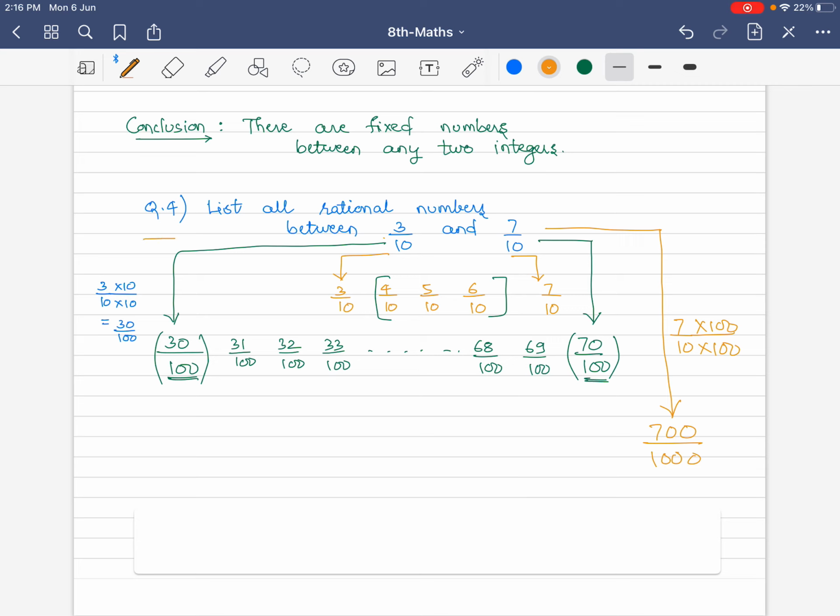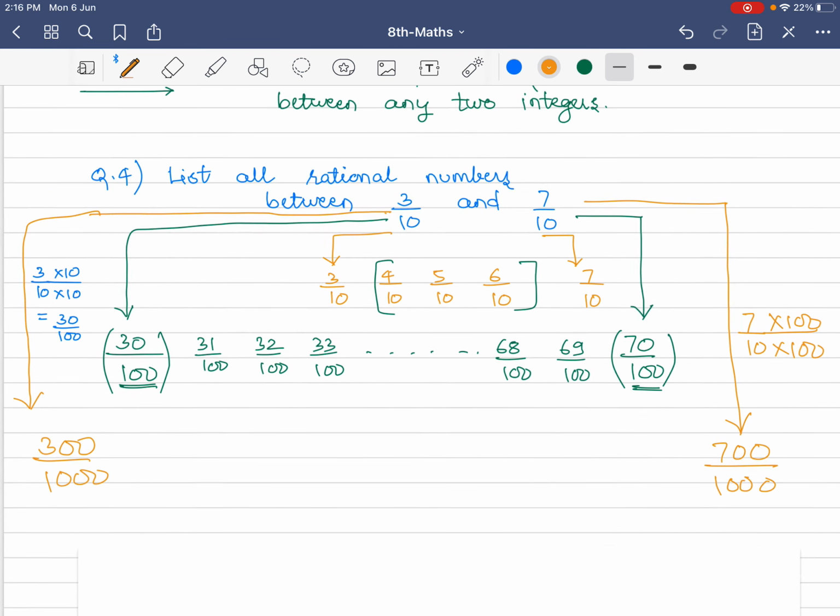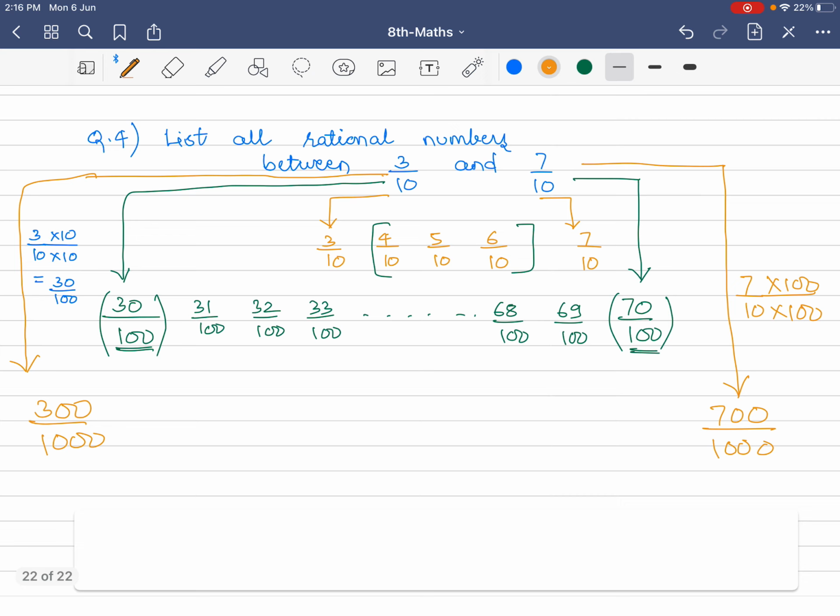Similarly, I'm going to do this for 3 by 10. So this is going to be 300 by 1000. Can you see? Initially it was 3 by 10 and 7 by 10, but it can also be written as 30 by 100 and 70 by 100. Then the number of rational numbers between them increases. And it can also be written as 300 by 1000 and 700 by 1000. Now between 300 and 700 there are so many numbers.